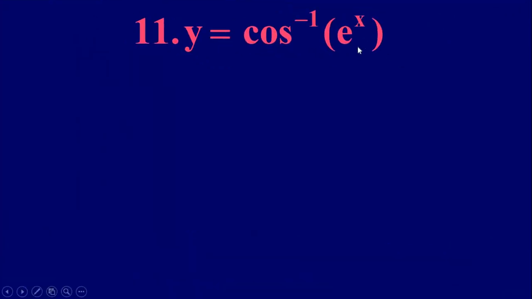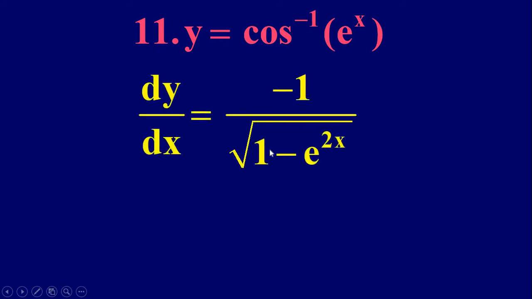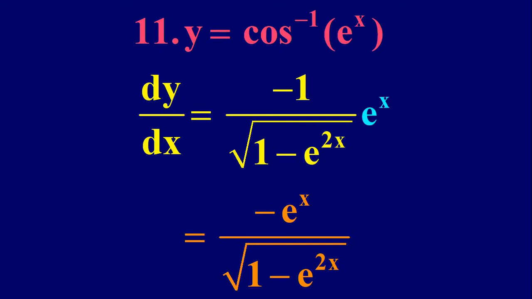So next one, y equal to cos inverse e power x. It is of the form cos inverse x, and cos inverse x differentiation is minus 1 by root of 1 minus x square, but in place of x we have to write e power x whole square. E power x whole square is same as e power 2x. So again you have to differentiate e power x. So again it is d by dx of e power x. It is e power x only. So therefore we can write this as minus e power x divided by root of 1 minus e power 2x.